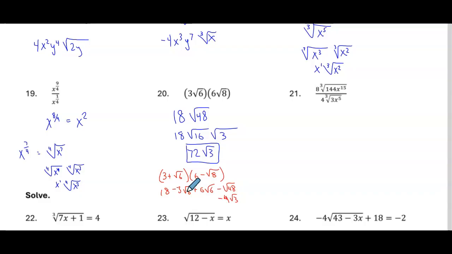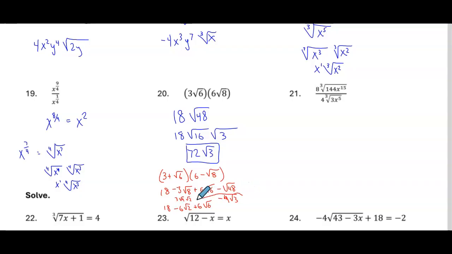Also, this 8 splits into 4 and 2, so 3 root 4 root 2 would be 2 times 3 is 6. So I have 18 minus 6 root 2 plus 6 root 6 minus 4 root 3.